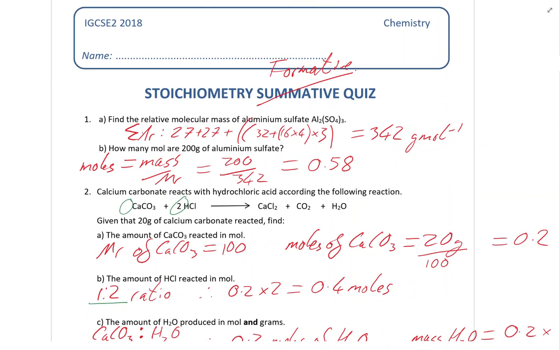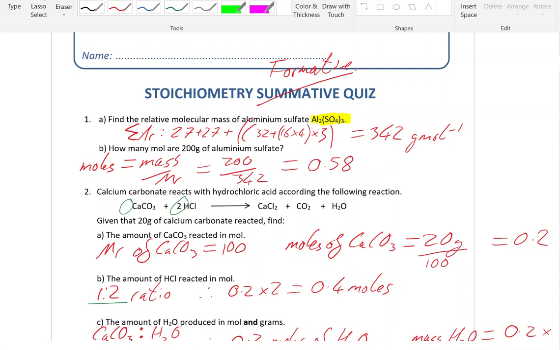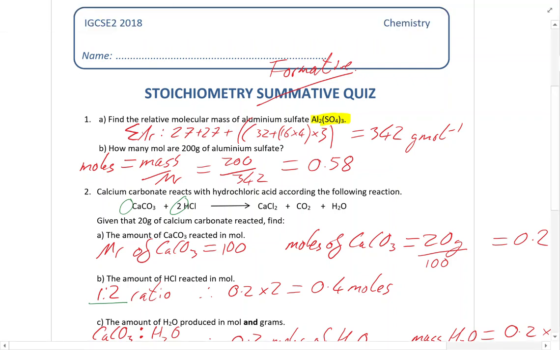And that's Al2(SO4)3. So the key thing to remember for this is just the sum of, that's what that little symbol there means, sum of the ARs. And so aluminium is 27, that will be this number here. And we've got two aluminiums, so two lots of 27.